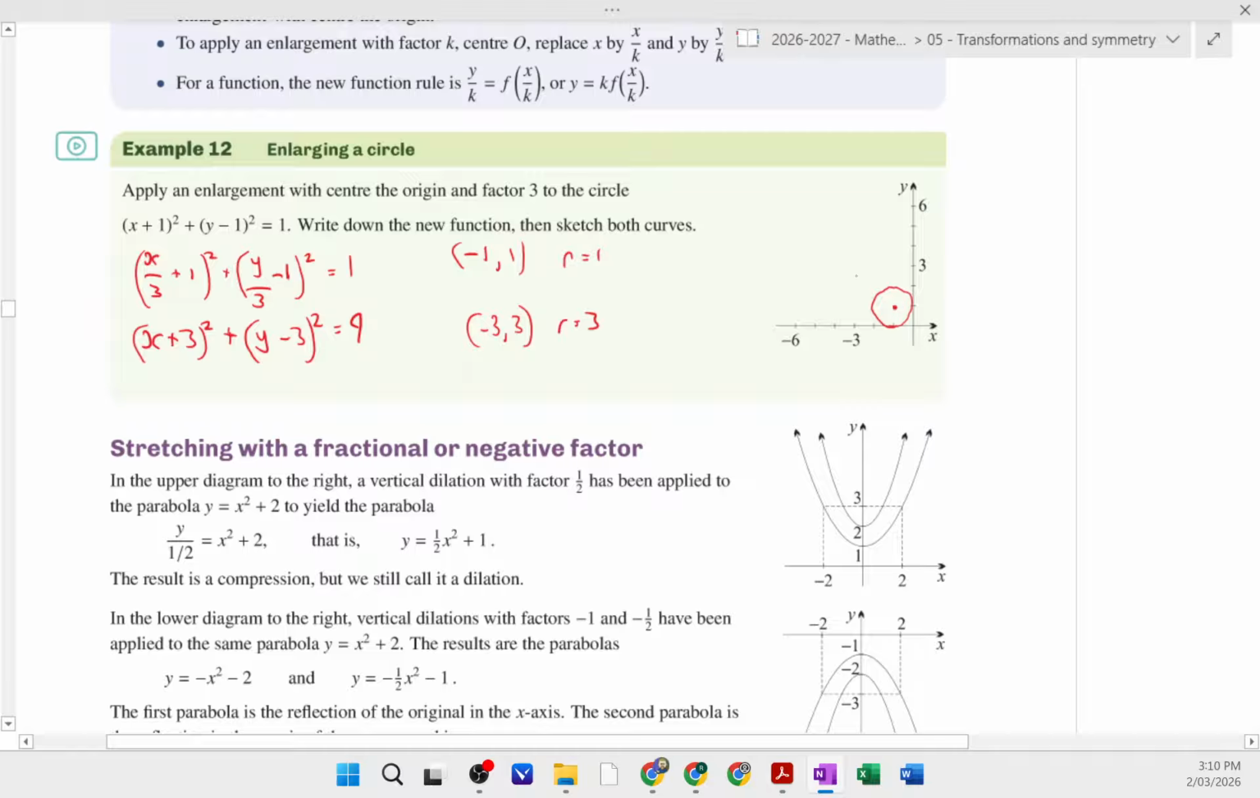So (−3, 3) is where my circle center is, and that means I'm going to have a circle that looks a little bit like that. There we go. Terrible circles, I apologize.